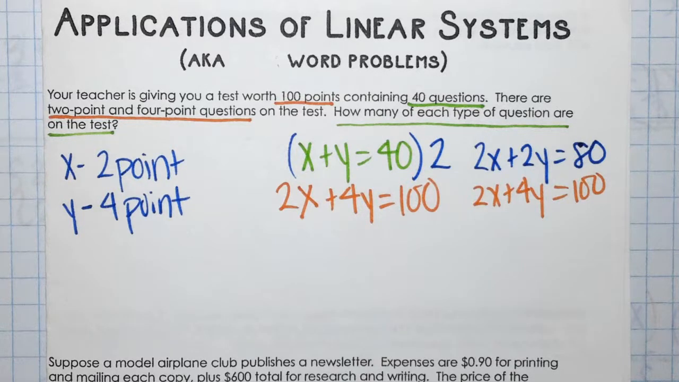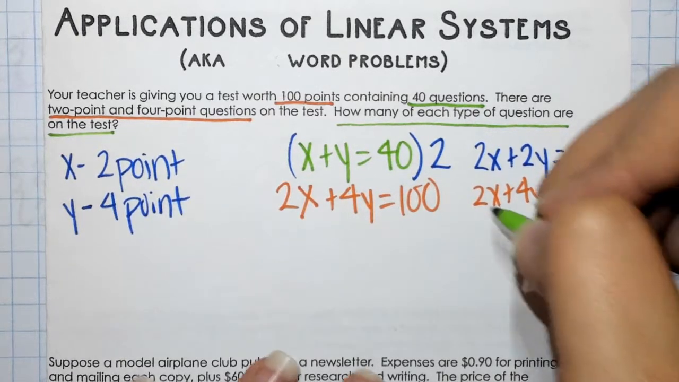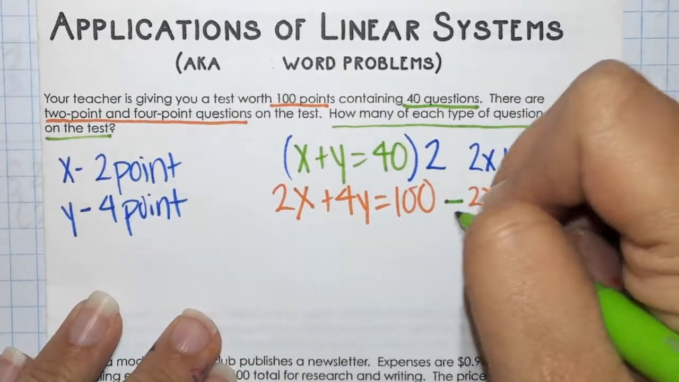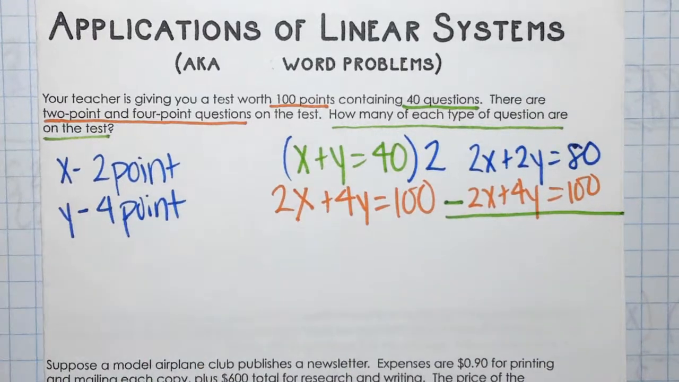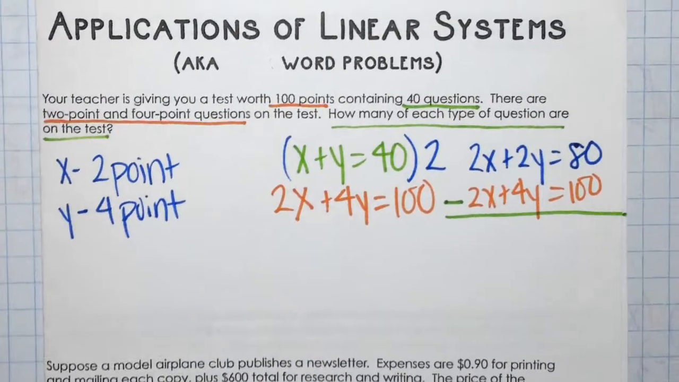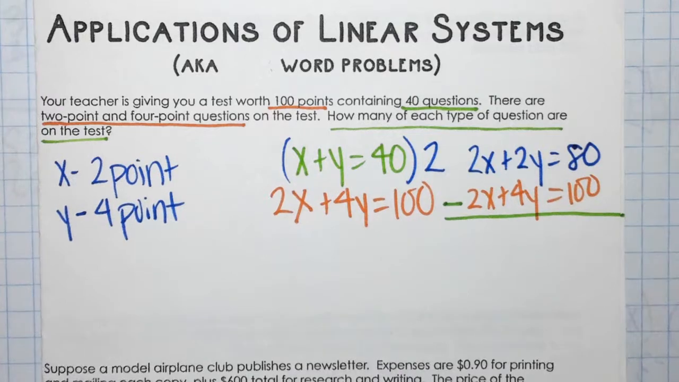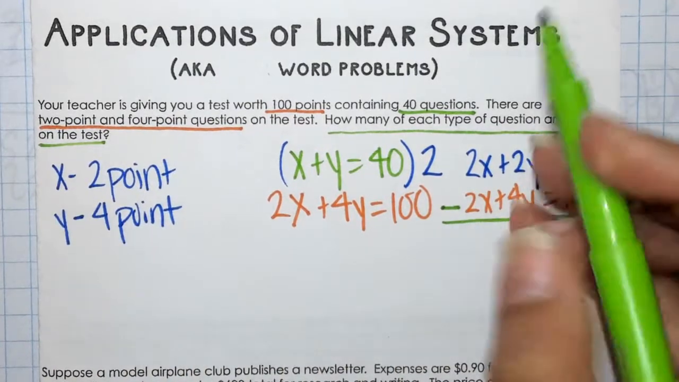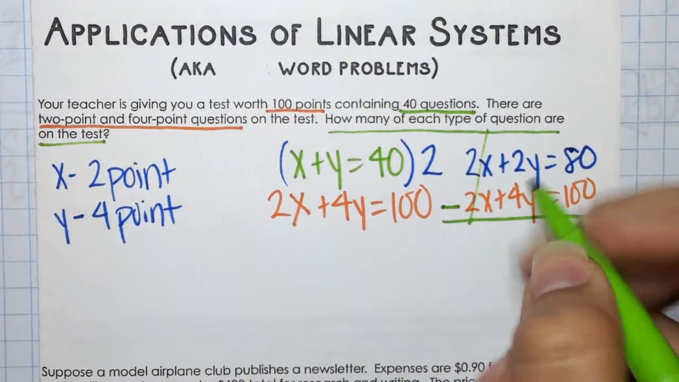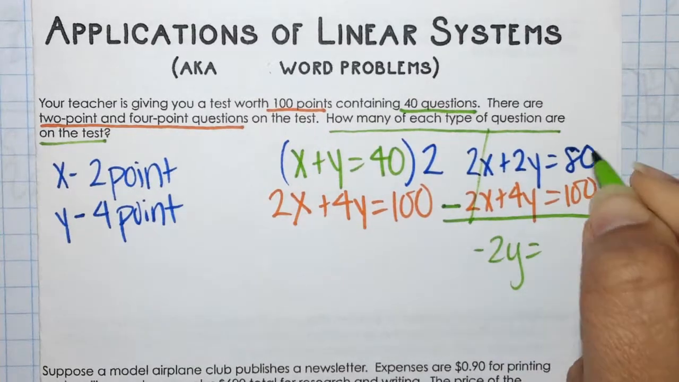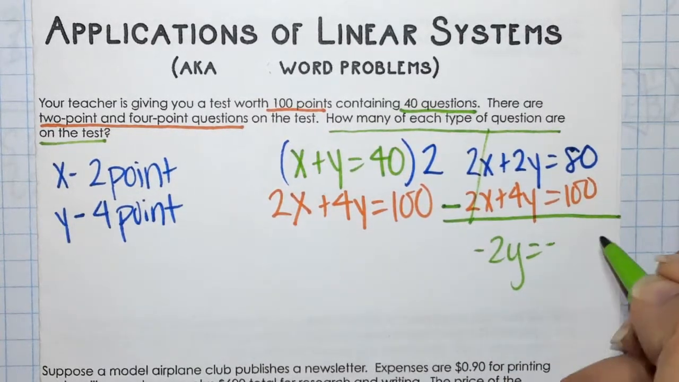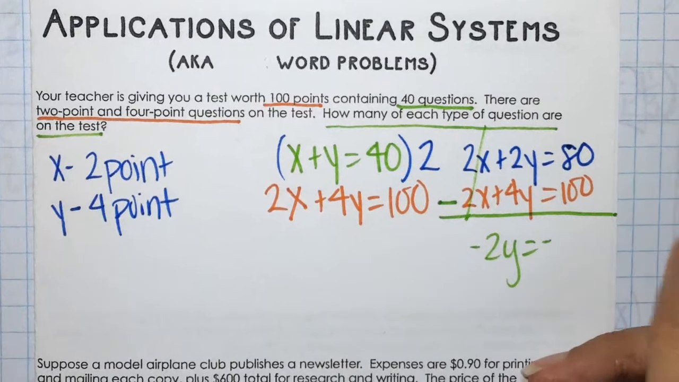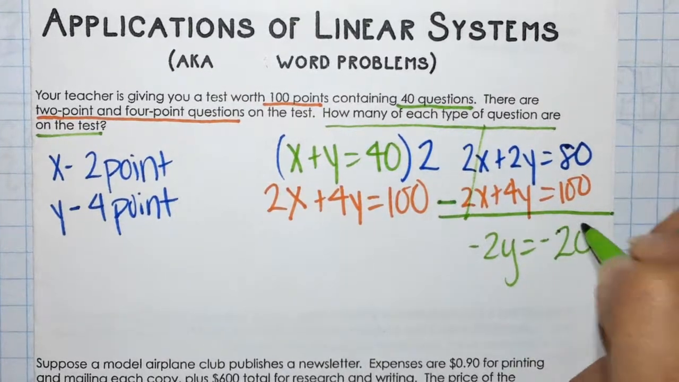the same sign, correct? So are we going to add or subtract? Subtract. So we've got same sign, subtract. Normally when we're adding and subtracting it's different, but to eliminate, you have to do same sign, subtract. All right, what's 2x minus 2x? 2y minus 4y? Negative 2y. And 80 minus 100? Negative 20.